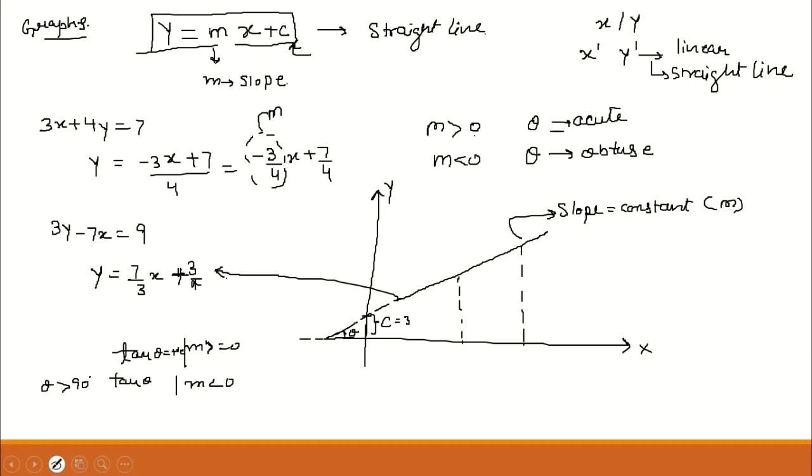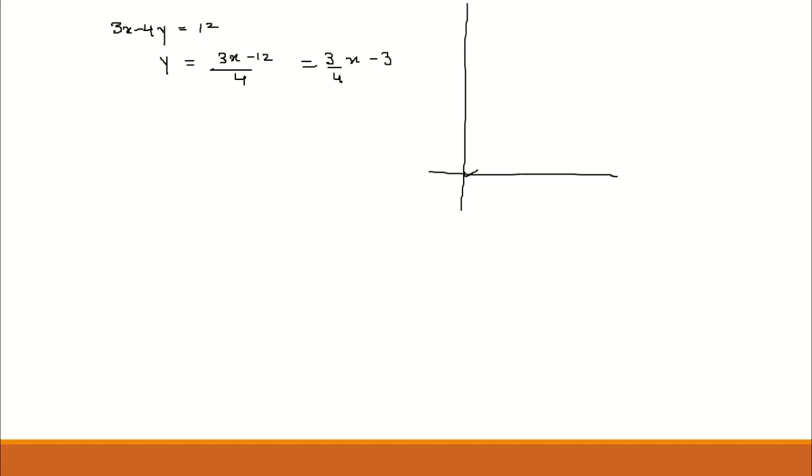Let's take another example. If there is an example of 3x minus 4y equals 12, then I can say that y equals 3x minus 12 by 4, or I can say that 3 by 4 x minus 3. So the graph of this equation will be, the c is the minus 3 intercept, so it will be minus 3. The slope is 3 by 4, means on an inclination of 3, we will have here 4. So tan theta is equal to 3 by 4. The c is nothing but minus 3.